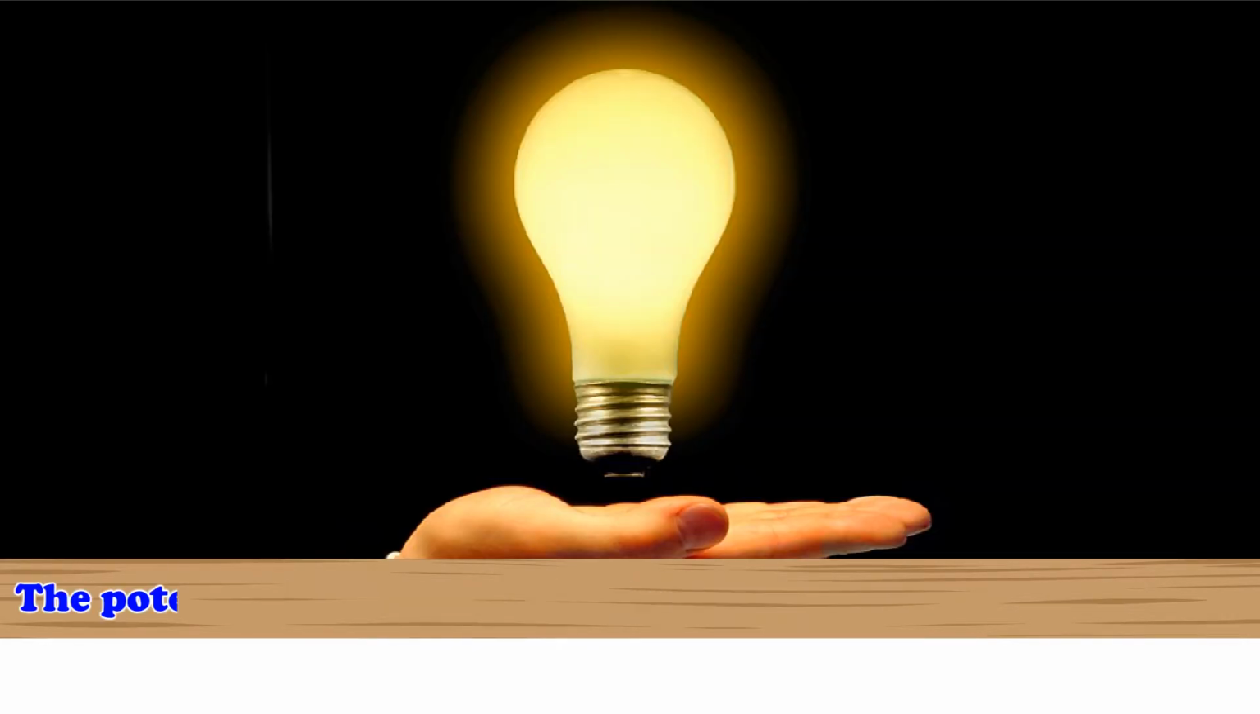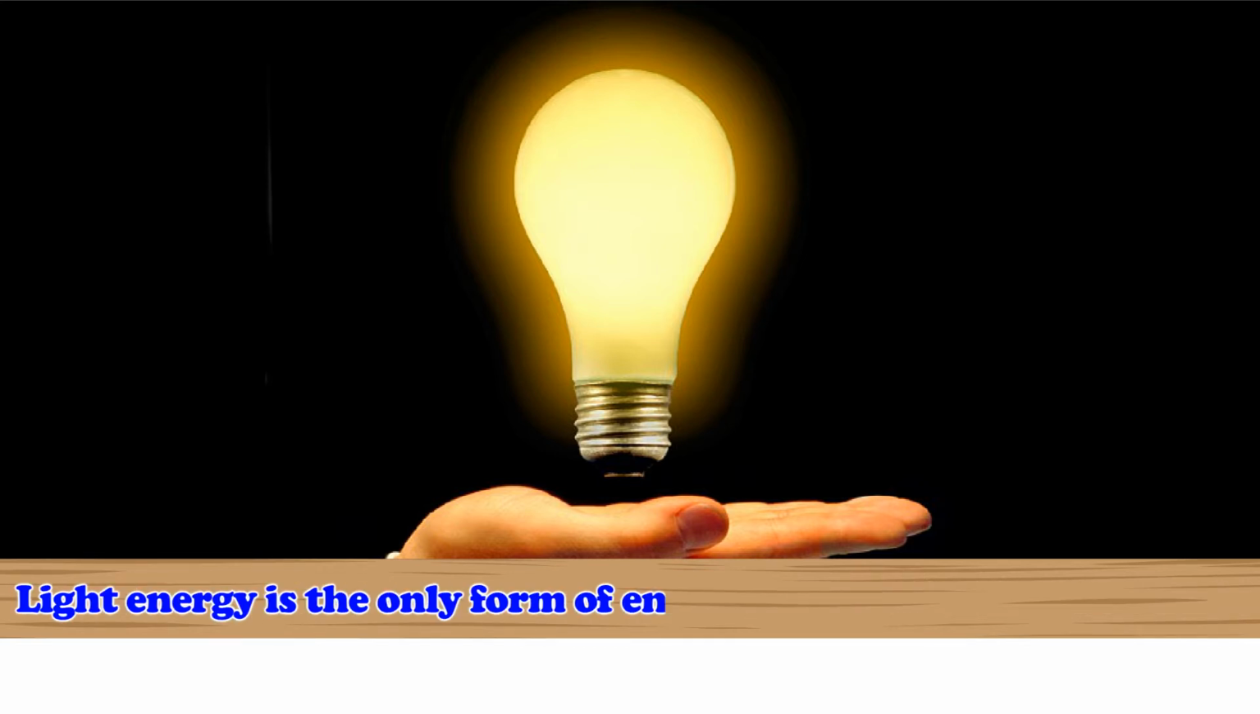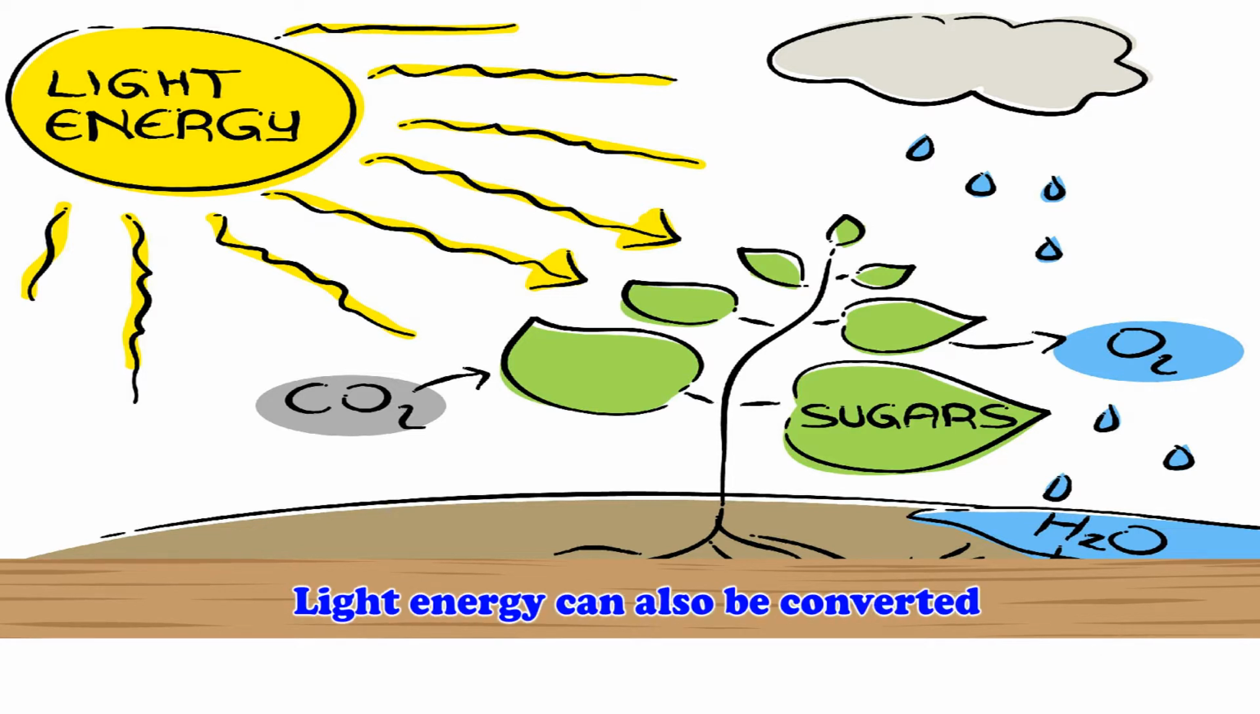Light energy. The potential for light to perform work is called light energy. Light energy is the only form of energy that we can actually see directly. It is formed through chemical, radiation, and mechanical means. Light energy can also be converted into other forms of energy.